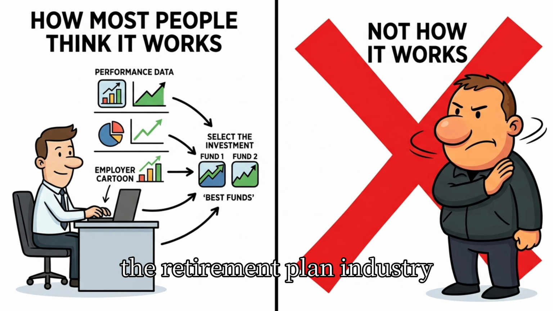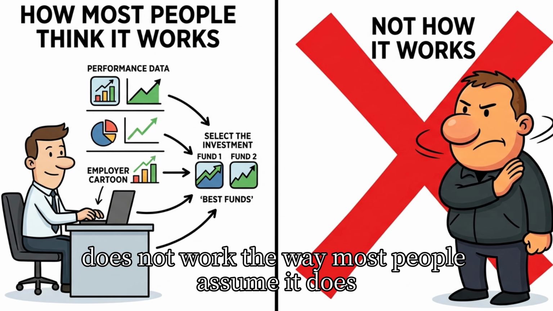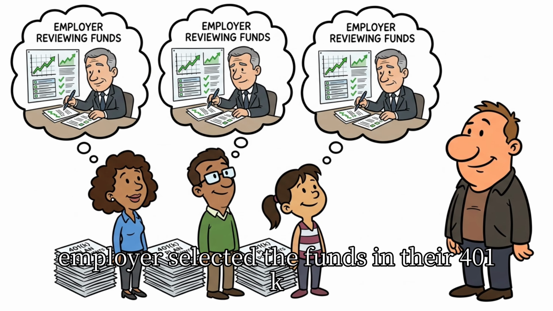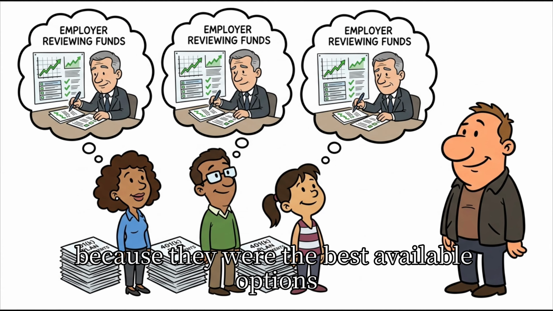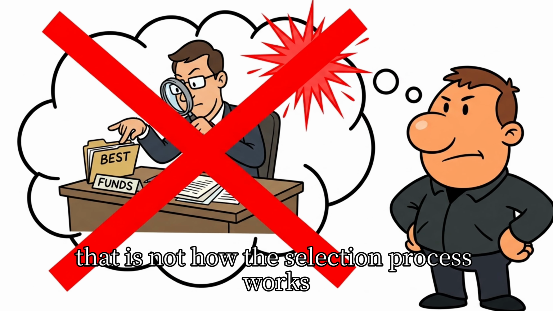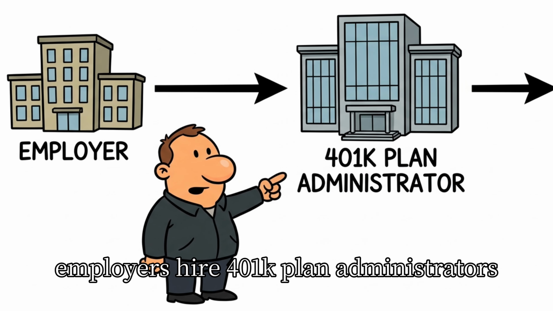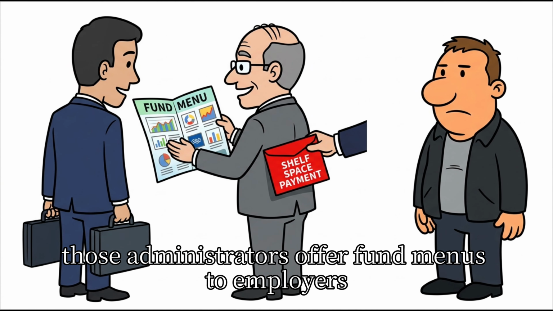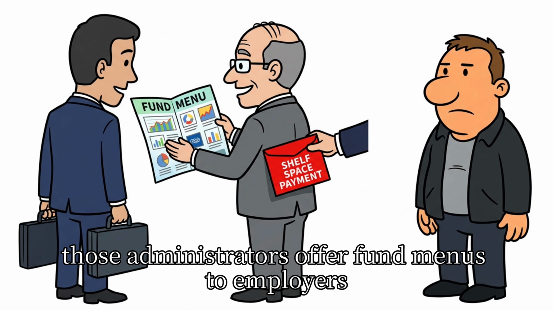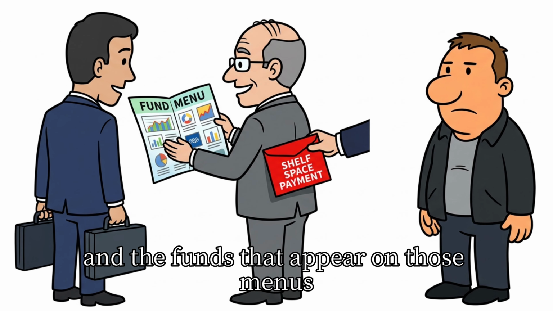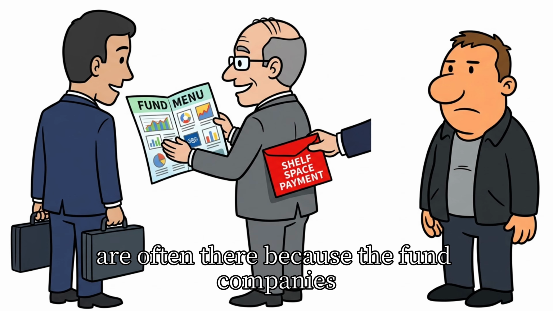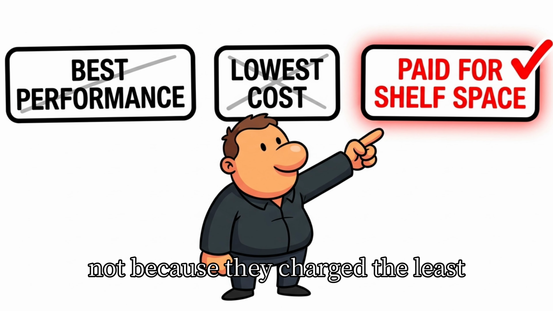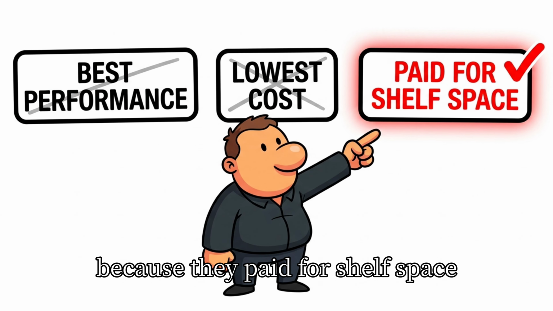So why are high-fee funds so common inside corporate 401k plans? Because the retirement plan industry does not work the way most people assume it does. Most people assume their employer selected the funds in their 401k because they were the best available options. That is not how the selection process works. Employers hire 401k plan administrators, companies that manage the retirement plan infrastructure. Those administrators offer fund menus to employers, and the funds that appear on those menus are often there because the fund companies paid the administrators for access, not because they performed best, not because they charged the least, because they paid for shelf space.